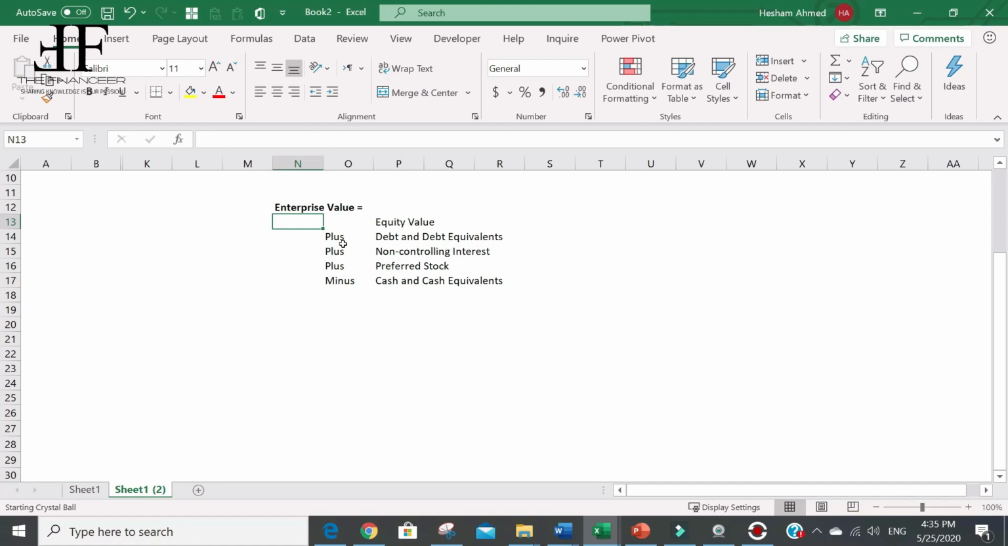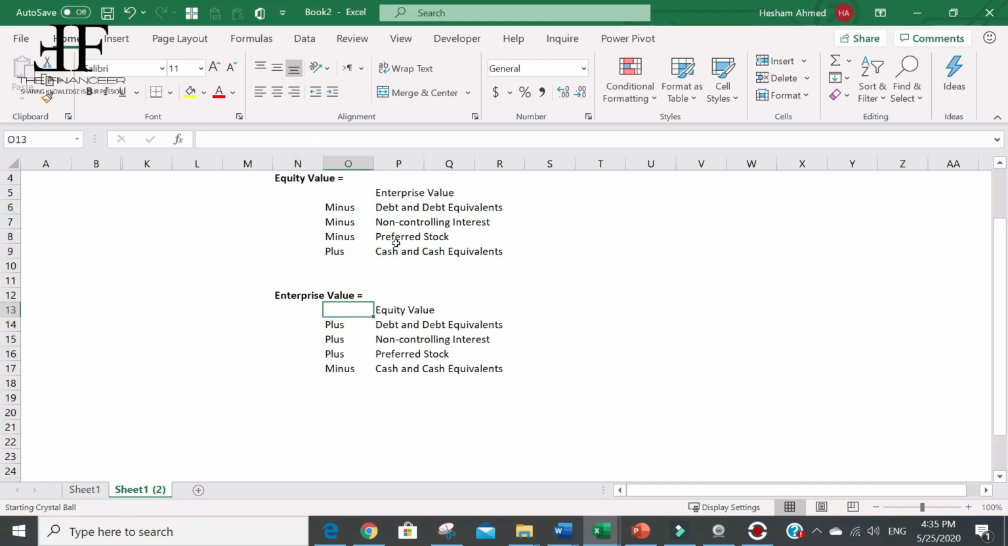Now, another way: if we would like to calculate the equity value, but we already know the enterprise value, so we need to calculate the equity value. It will be the same way around. Let's calculate the equity value knowing that we have available information for the enterprise value. So whatever you are adding here, it will be deducted, and whatever you are deducting here, it will be added.